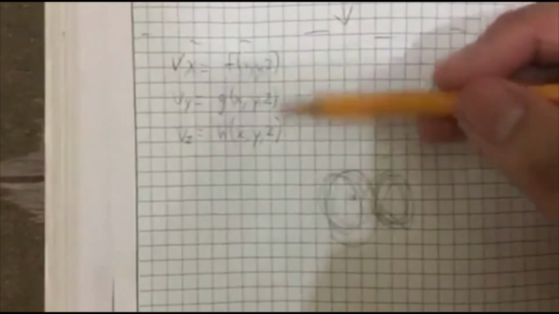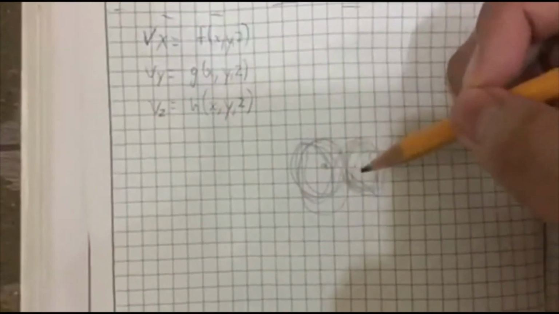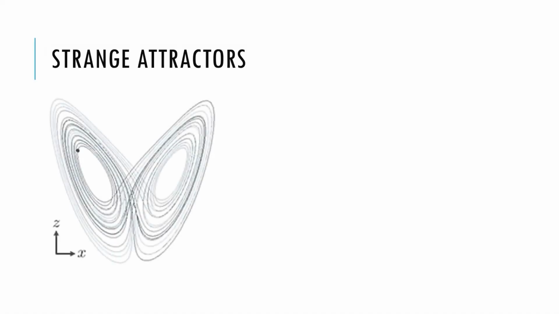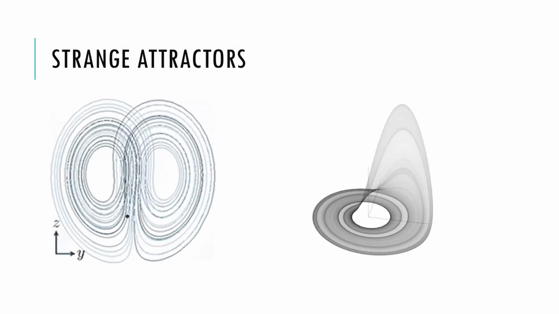Next are strange attractors. Strange attractors are made by defining a function for a velocity of a point in a given space, and then finding where points end up in that space, which is called a strange attractor. Examples include the Lorenz attractor and the Rössler attractor.